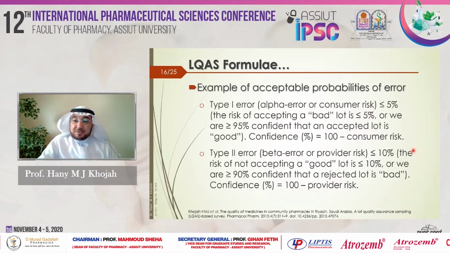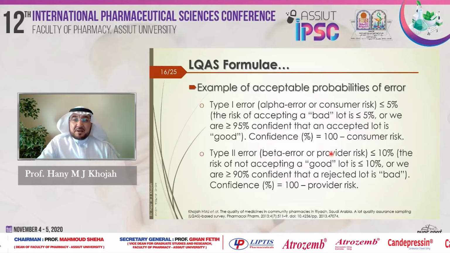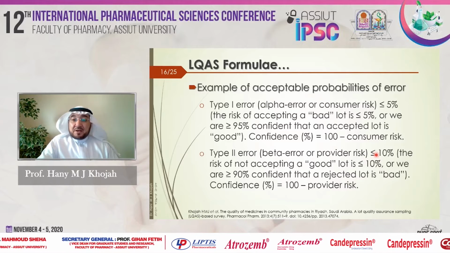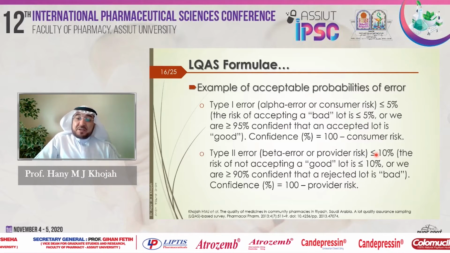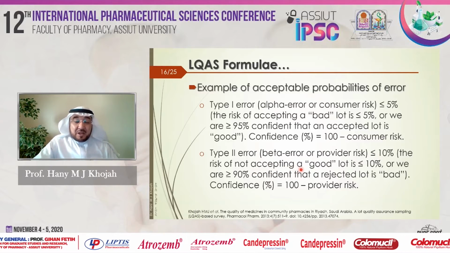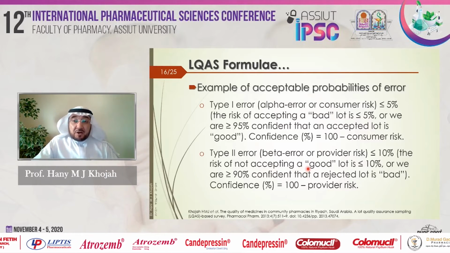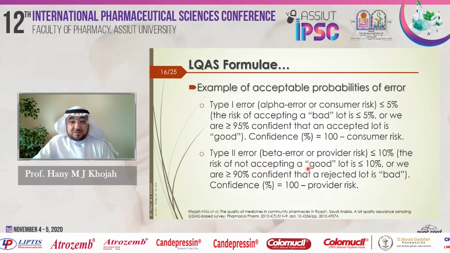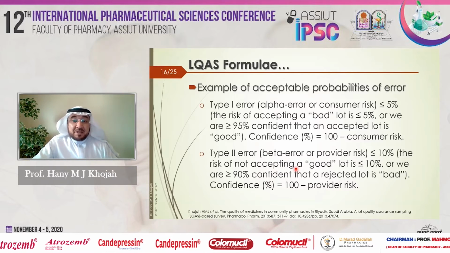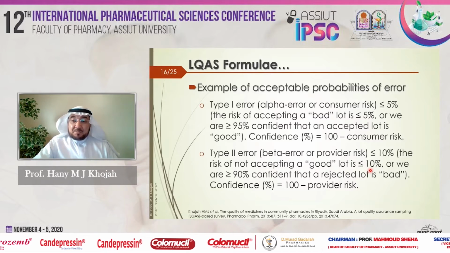The type 2 error, which is also called the provider risk here, is the risk that the provider, the seller, can tolerate. Usually it's set to be more than the consumer risk here. So I use 10% here. It is the risk of not accepting a good lot. Let's say by chance I rejected a lot while it is good, but I failed to accept it based on my quality testing, my sampling. So the risk here is set to less than or equal to 10%.